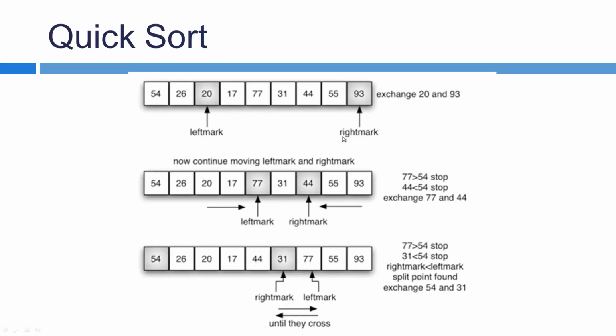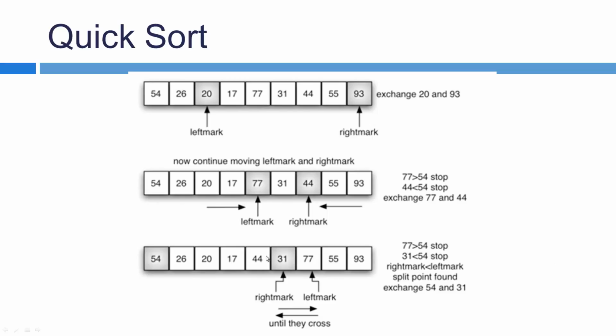Now the left mark is at 20 and the right mark has 93. Then we continue moving the left mark and the right mark. Notice the left mark kept moving: 17 was less than 54, so it moved one more. 77 is greater than 54, so the left mark stopped. The right mark went to 55, which is greater, so it moved to 44, which is less than 54. Now they're both stopped. The left mark has a number greater than the pivot value, and the right mark has a number less than it. So we're going to do another exchange.